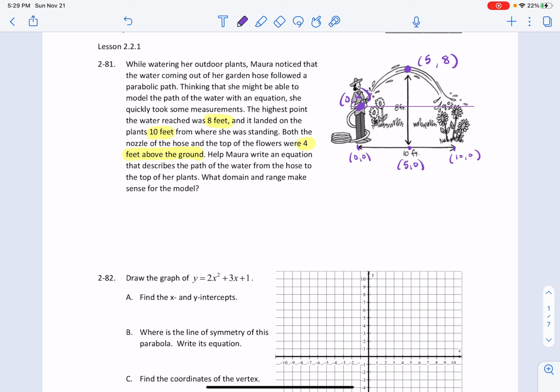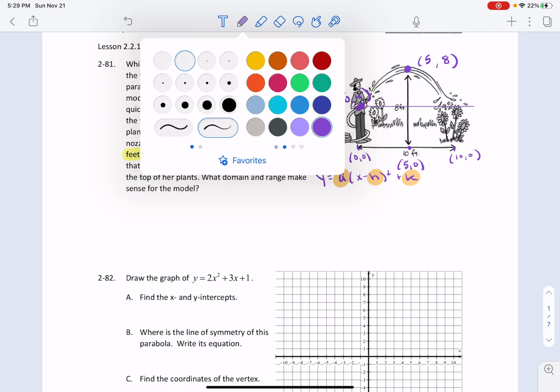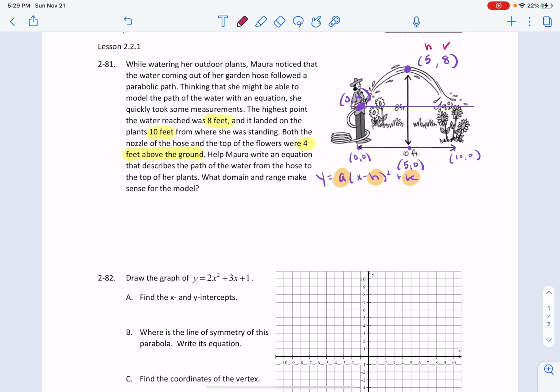Okay, so if we're going to write an equation for this, we've got y equals a times x minus h squared plus k. To write the equation, we need to have an a, an h, and a k. Well, we already have our h and k right there, so those are easy to plug in. I can just write y equals a times x minus 5 squared plus 8. But to have our full equation, we still need to have a.